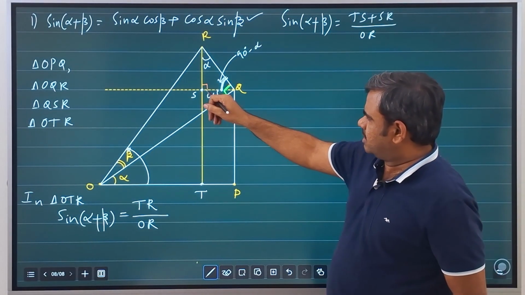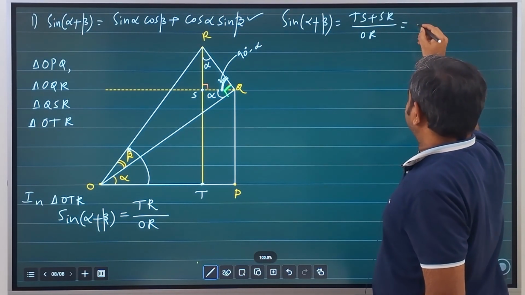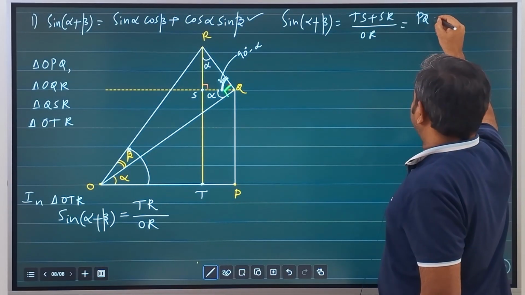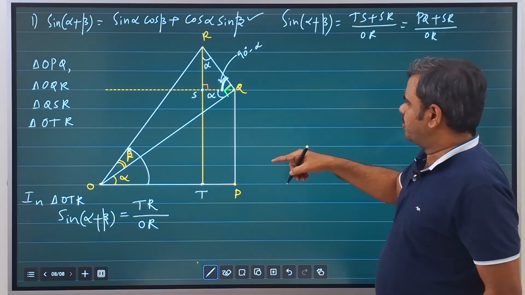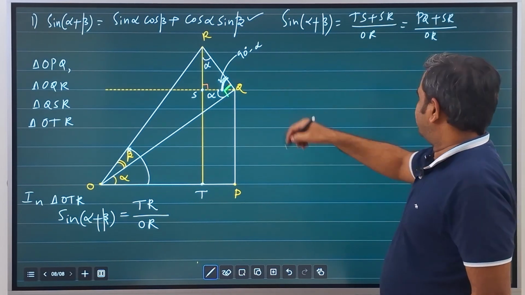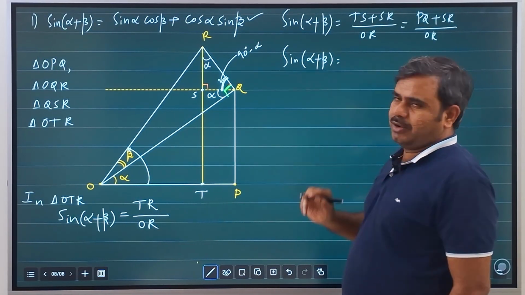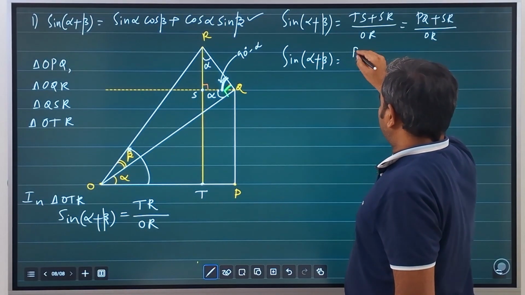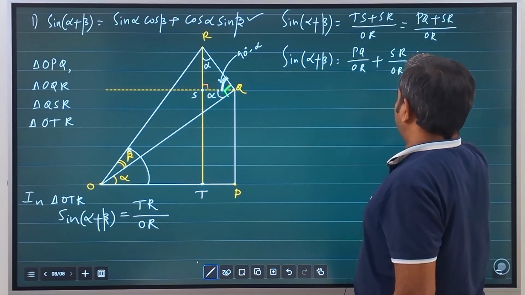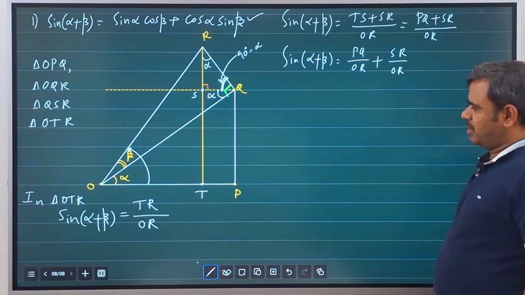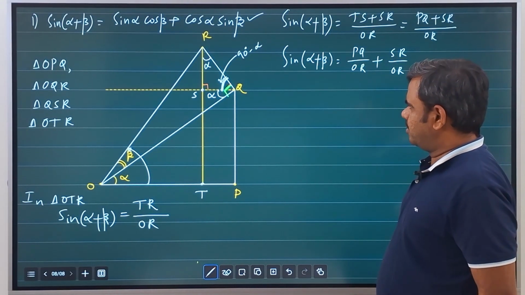Look at the figure, TS is equal to PQ. So I can write this as PQ plus SR by OR, because TS is equal to PQ. These two lines' lengths are equal. So splitting the right hand side term, we will get sine alpha plus beta is equal to PQ by OR plus SR by OR.